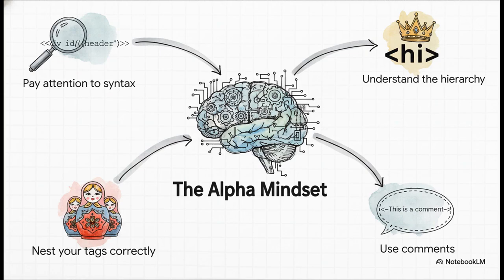And when you put all this together, you get what Mr. Abdul Rahman calls the alpha mindset. It's a checklist for excellence. First, pay attention to syntax. Every single character matters. Second, nest your tags the right way with the LIFO rule, last in, first out. Third, use comments to talk to your team. Fourth, understand the hierarchy. Know that H1 is king for SEO. And finally, know your empty tags like IMG and BR. Master these 5 points and you are officially operating at the alpha level.